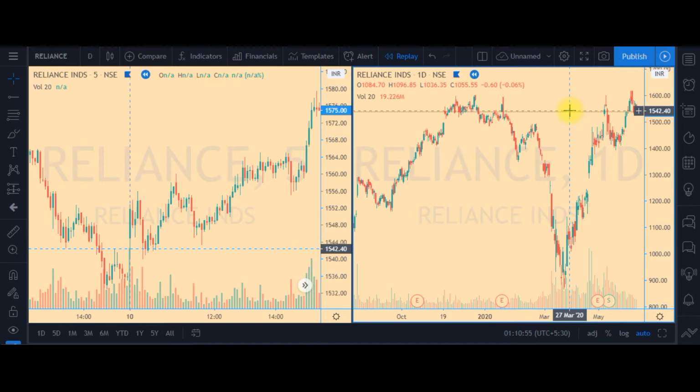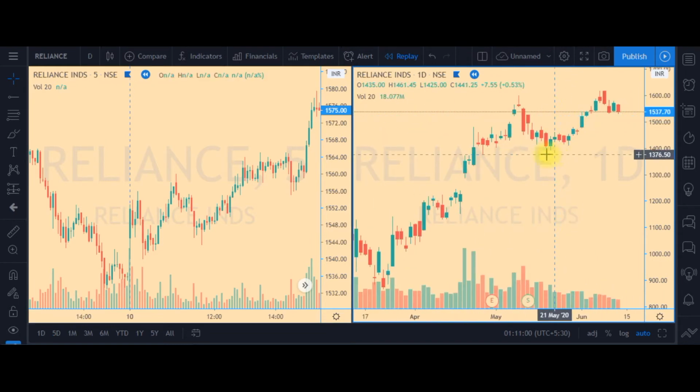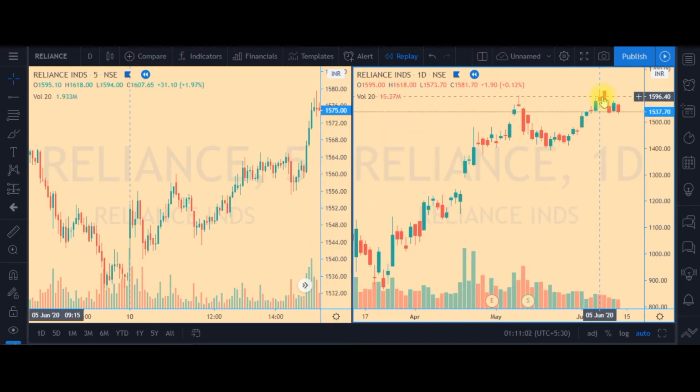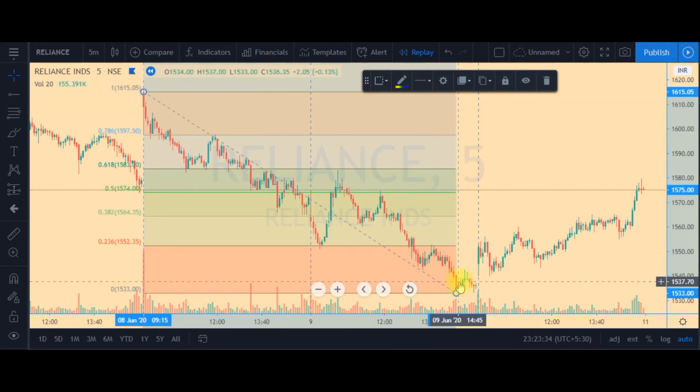Since the stock was trading near its 52-week high, and also after a significant rally, let's see how I took that intraday trade on 11th of June. I was ready with all the analysis. If the stock trades below the 50% of the last 3 days range, that is, below 1574, I'm going to be bearish. I'm going to sell the stock.